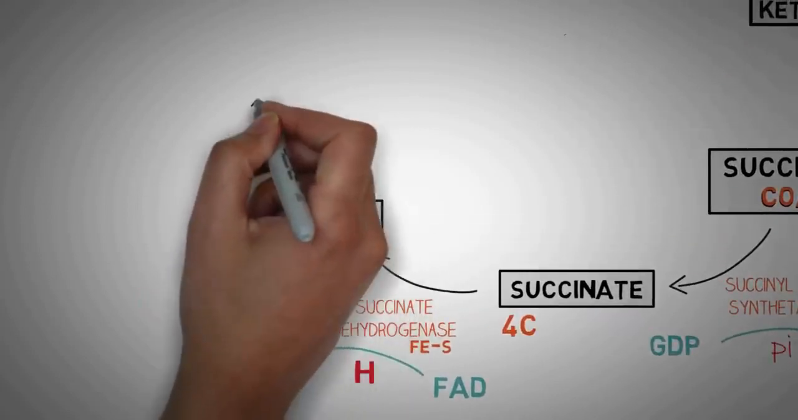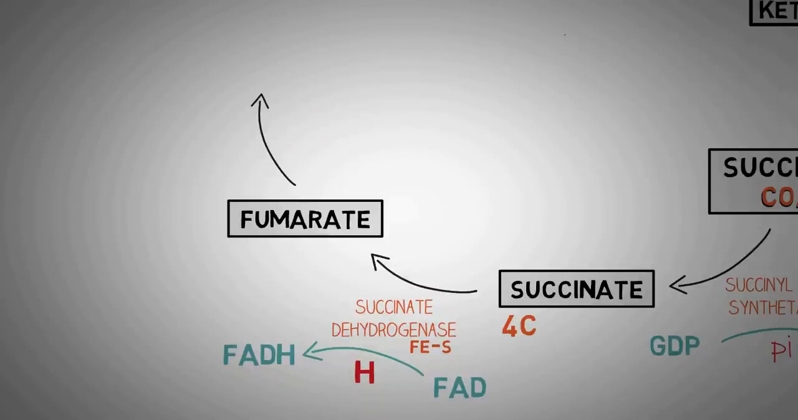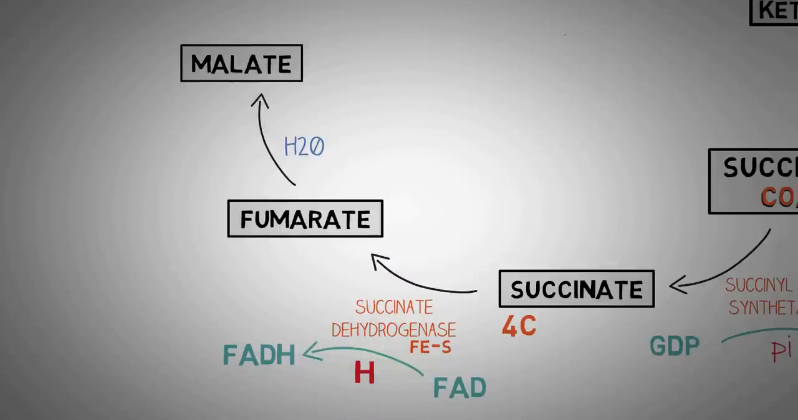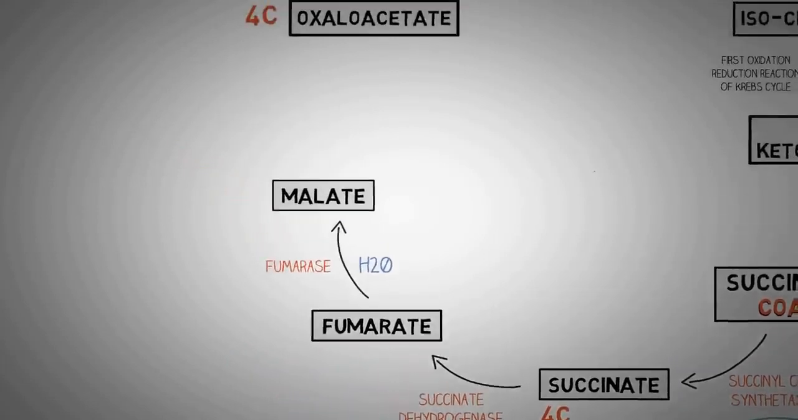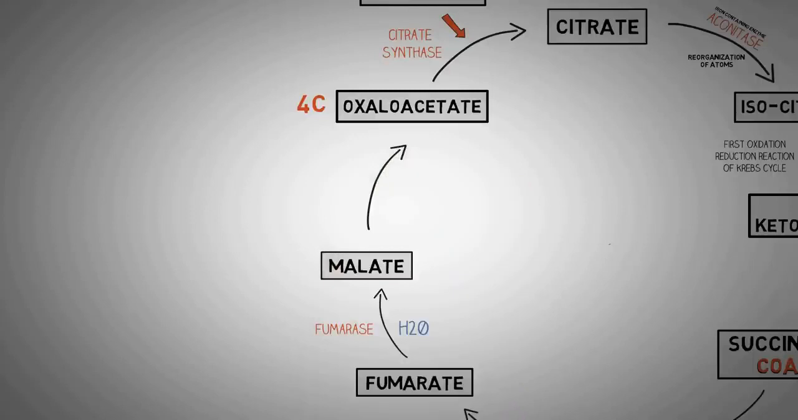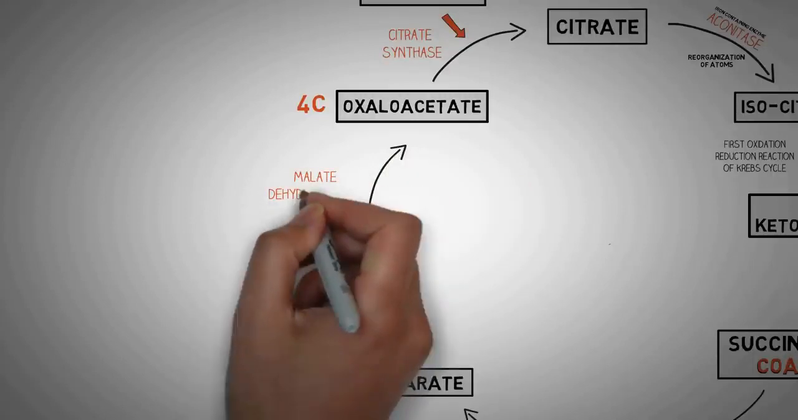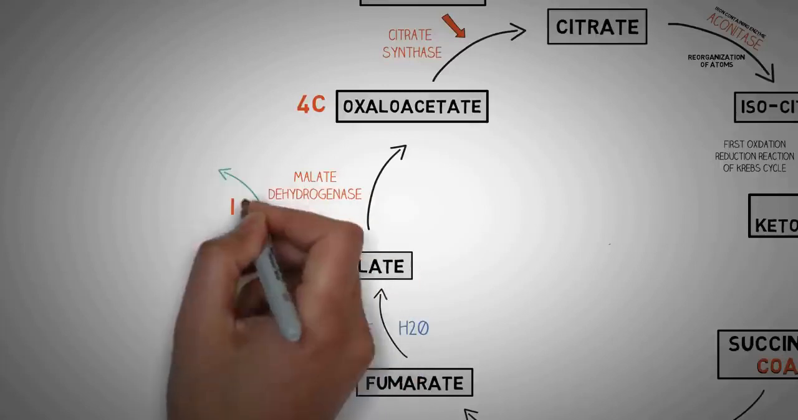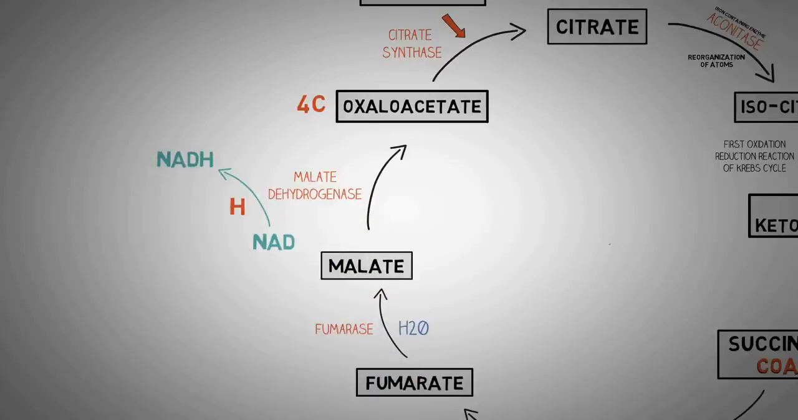The next step in the Krebs cycle is a hydration reaction, which means we add a molecule of water to fumarate and convert it into malate. This reaction is catalyzed by the enzyme fumarase. Nothing special in this reaction, so let's move on to the next one. The next type of reaction that happens here is the oxidation, in which we finally oxidize malate to oxaloacetate. And the enzyme involved here is again a dehydrogenase, which is known as the malate dehydrogenase. Again, the NAD molecule gets reduced to NADH, which will be used in the electron transport chain.